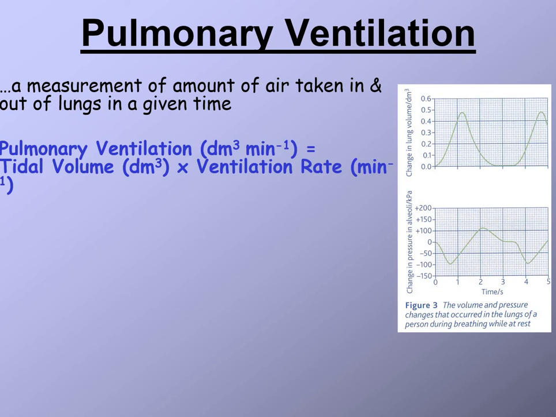Just a few definitions now. So pulmonary ventilation is a measure of the amount of air taken in and out of the lungs in a given time. So pulmonary ventilation, measured in decimeters cubed per minute, equals the tidal volume times the ventilation rate in minutes.